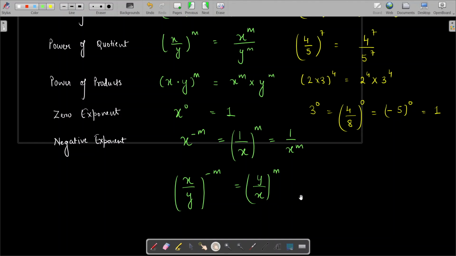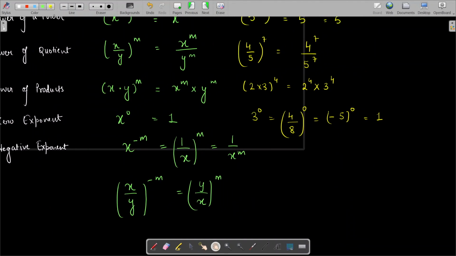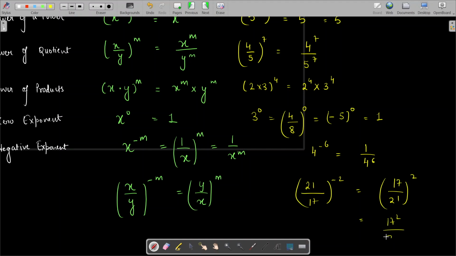For example, if you have 4 raised to negative 6, you can write it as 1 over 4 raised to 6. If you have 21 over 17 raised to negative 2, you can write it as 17 over 21 raised to 2, which is nothing but 17 square over 21 square.